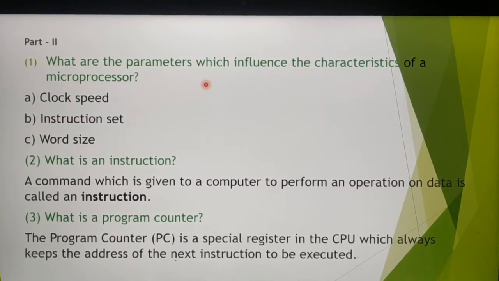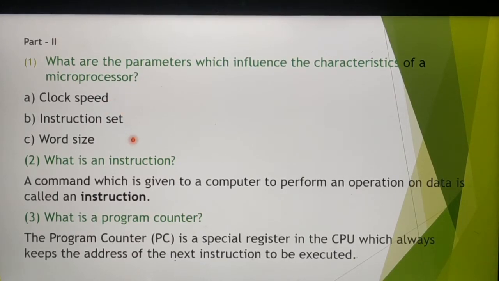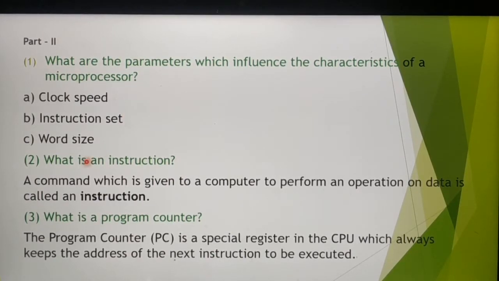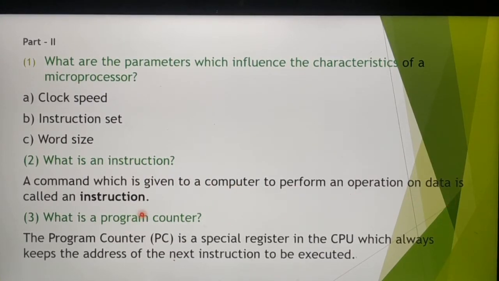Next, 2 marks questions. What are the parameters which influence the characteristics of a microprocessor? You have seen this in the previous video. It depends on 3 important characteristics. They are clock speed, instruction set and word size. Next, what is an instruction? This also we have seen in the previous video. A command which is given to a computer to perform an operation on data is called an instruction.